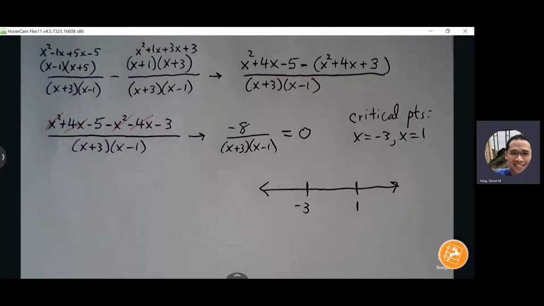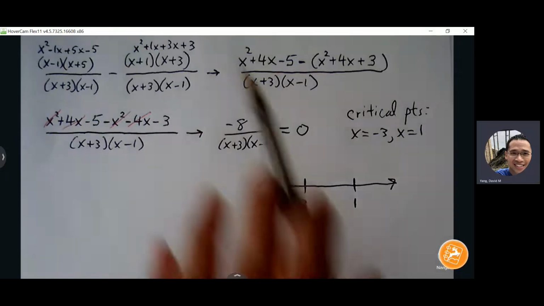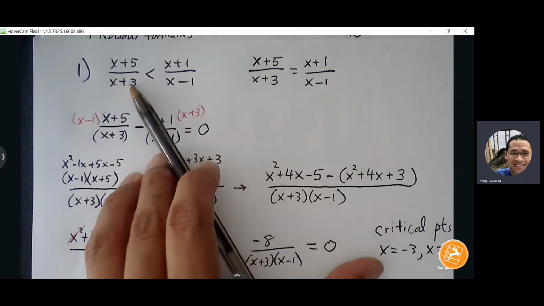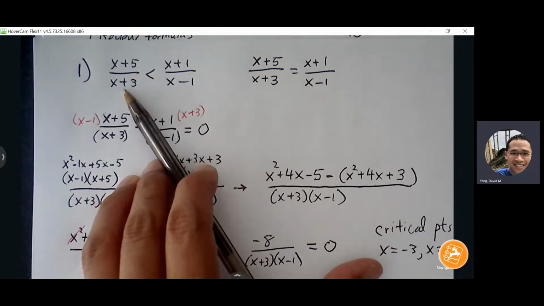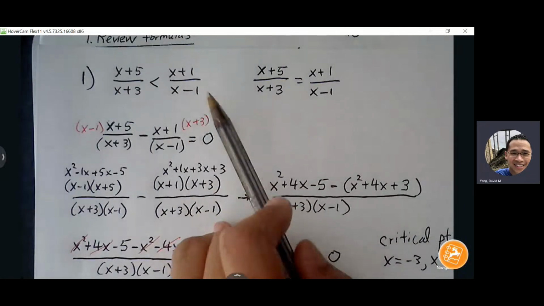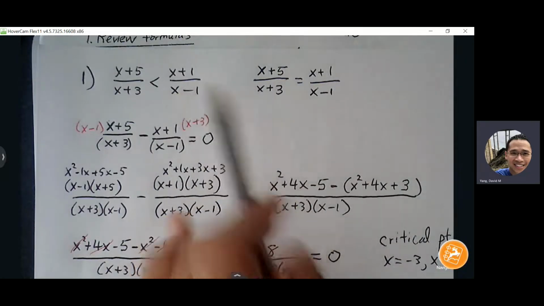Now, these critical values are coming from the denominator. If a critical value is coming from the denominator, these critical values will cause the expression to become undefined. So imagine inserting -3 back into the original inequality. -3 plus 3 is 0. You can't have 0 in the denominator. If I insert 1 into the original inequality, 1 minus 1 is 0. 0 can't be in the denominator.